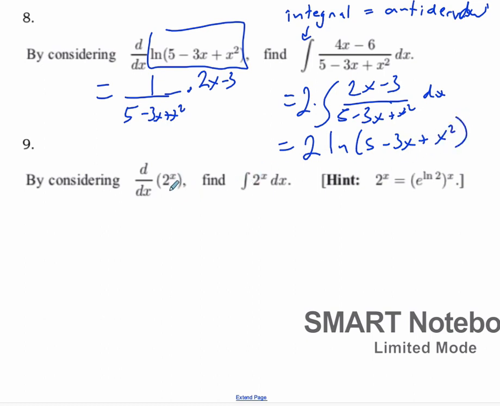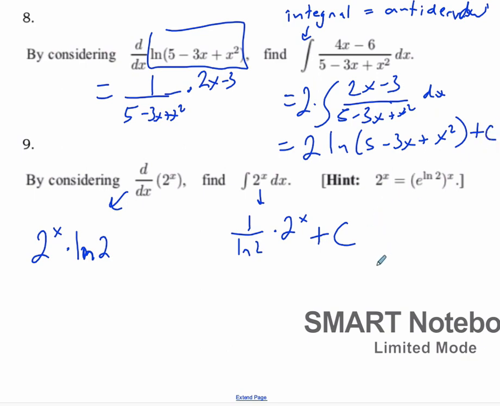Okay, similarly we can do this one here. The derivative of 2 to the power of x is sort of like e to the x, remember? We did this last unit, but you got to multiply by an extra ln 2. Okay, so that means when we do the integral, we have to divide by ln 2, so it's going to be 1 over ln 2 times 2 to the x plus c. I forgot the plus c over here too. You always have to add the constant.